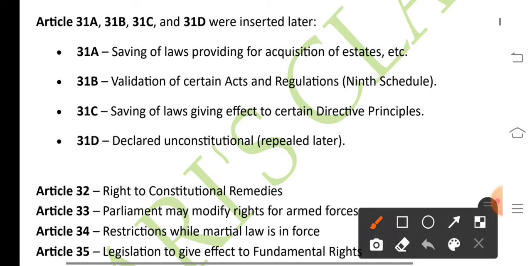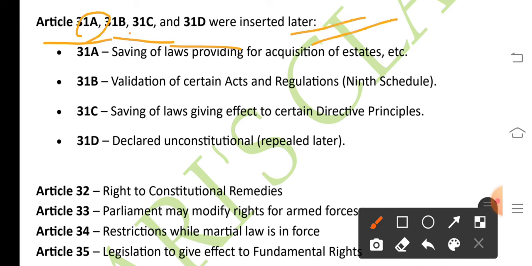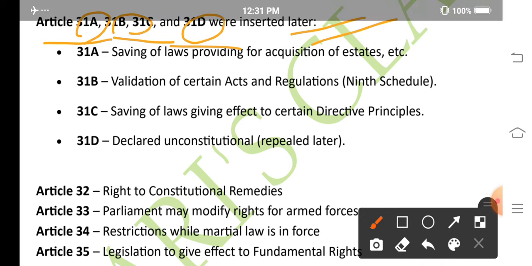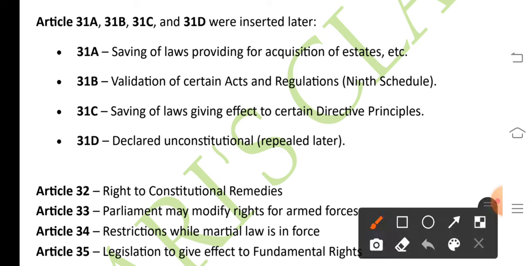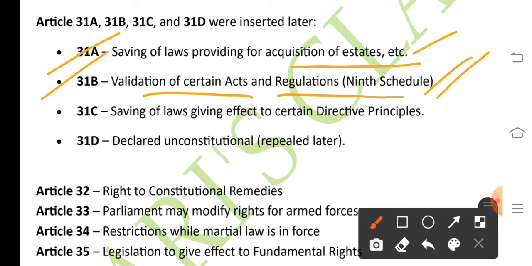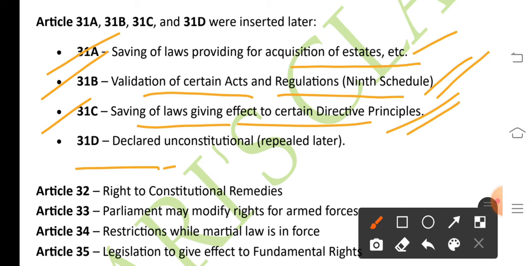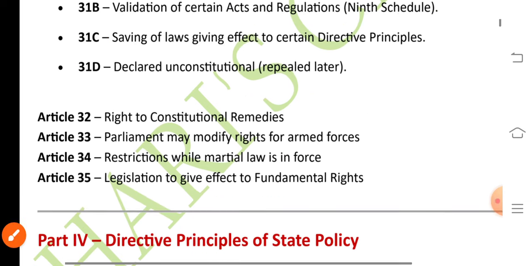from fundamental right. So Article 31A, 31B and 31C and 31D were inserted later. You can see A, B, C, D denotes that these articles were inserted after some amendments. So Article 31A, saving of laws providing for acquisition of estates, etc. Article 31B, validation of certain acts and regulations, that is in the 9th schedule. Article 31C, saving of laws giving effect to certain directive principles. 31D, declared unconstitutional and it was repealed later.